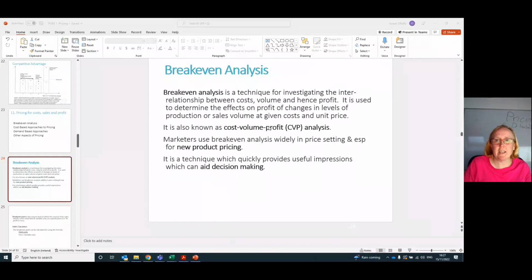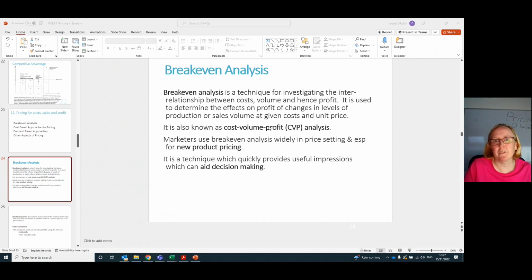With the pricing topic, and now we're moving on to break-even analysis, which is a technique for investigating the interrelationship between costs, volume, and hence profit. It's used to determine the effects on profit of changes in levels of production or sales volume at given costs and unit price, and sometimes known as cost volume profit or CVP analysis.